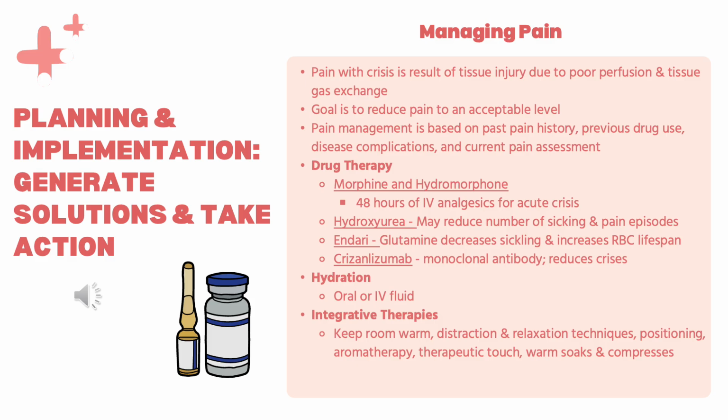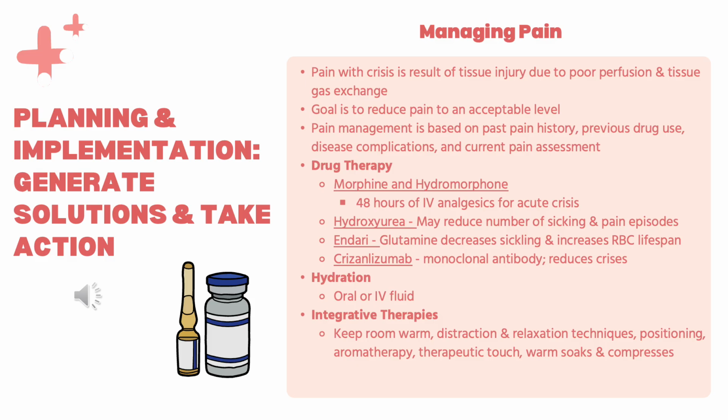Another medication is hydroxyurea, and this medication reduces the frequency of sickling and pain episodes, and that's because it stimulates the production of fetal hemoglobin. However, this medication carries risks such as bone marrow suppression and an increased risk for leukemia. So regular monitoring of this drug is very important.